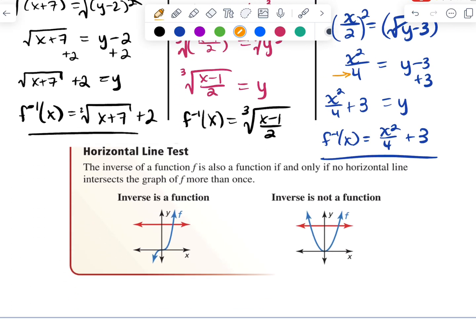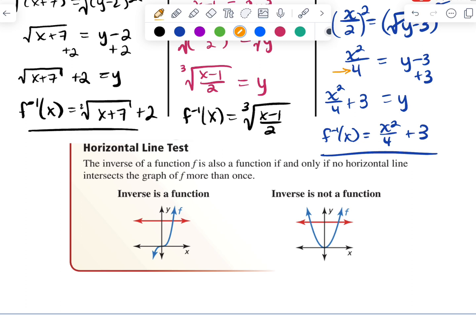All right, last thing to talk about, I think, is the horizontal line test. So when you're testing if something is a function, use the vertical line test.